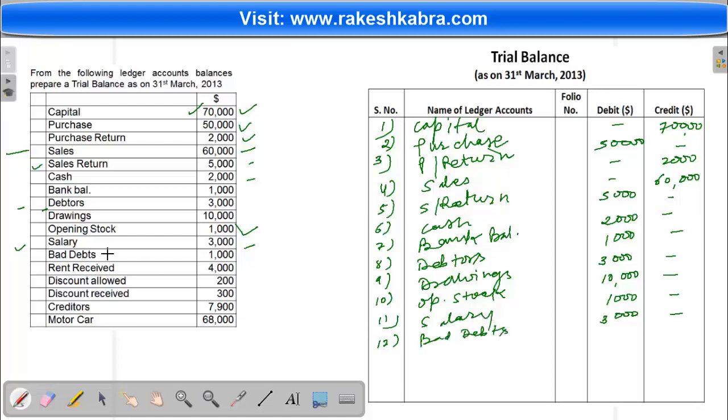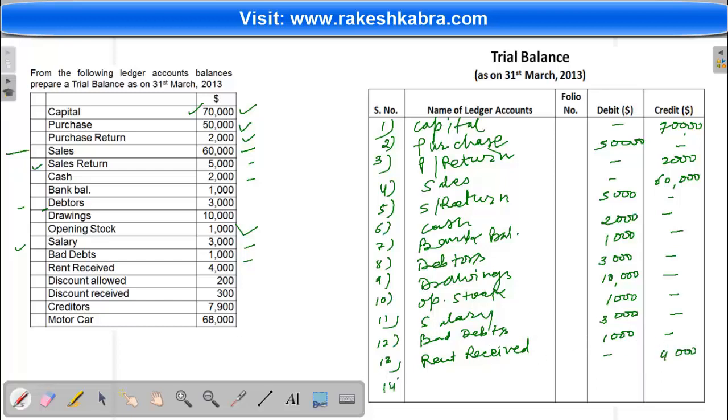And bad debts is loss. Okay, so well done. 1000 debit. And after bad debts, tell me next account. Rent received. Rent received is our income. So this 4,000 we will write in the credit column, rent received.